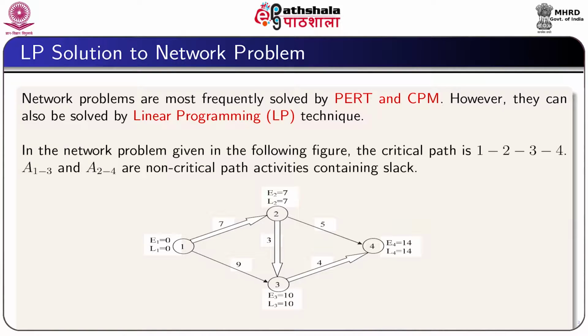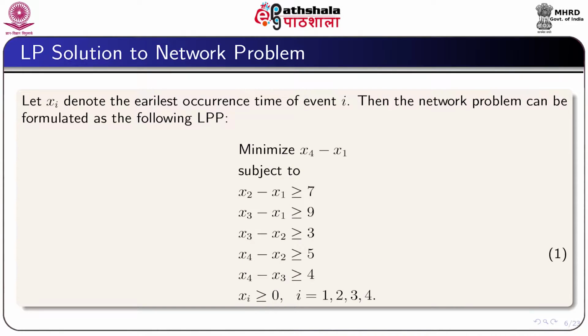In the network problem given in the following figure, clearly the double line arrows show the critical path 1, 2, 3, 4, while the activities 1, 3 and 2, 4 are non-critical. They are non-critical activities and they have some slacks. To formulate this network problem as an LPP, we denote x_i as the earliest occurrence time of event i. Then the network problem can be formulated in the following LPP.